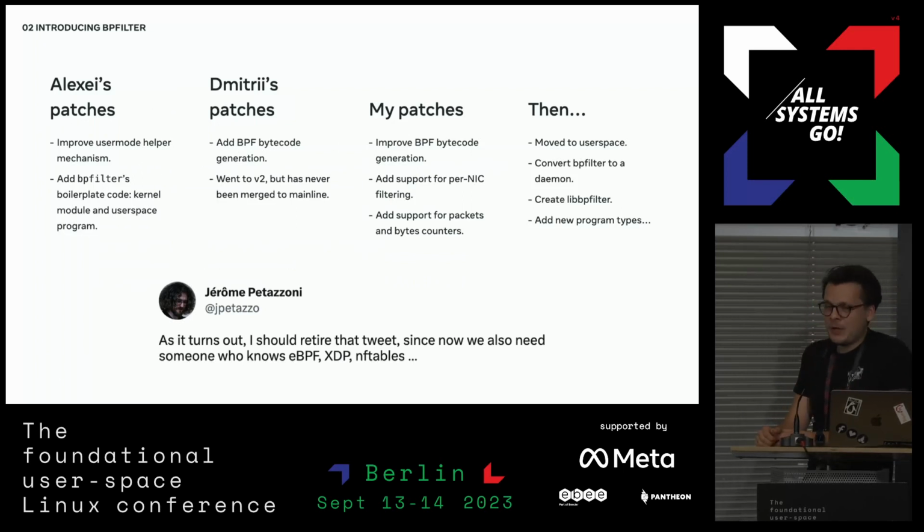If we go back to around May 2018, Alexei submitted a patch series to the Linux kernel mailing list called bpfilter, which was basically a user mode helper. For those who don't know, a user mode helper in the kernel is a kernel module that spawns a userspace program. It has some use cases, but so far I haven't seen any other use case than bpfilter. So if you find one, just tell me.